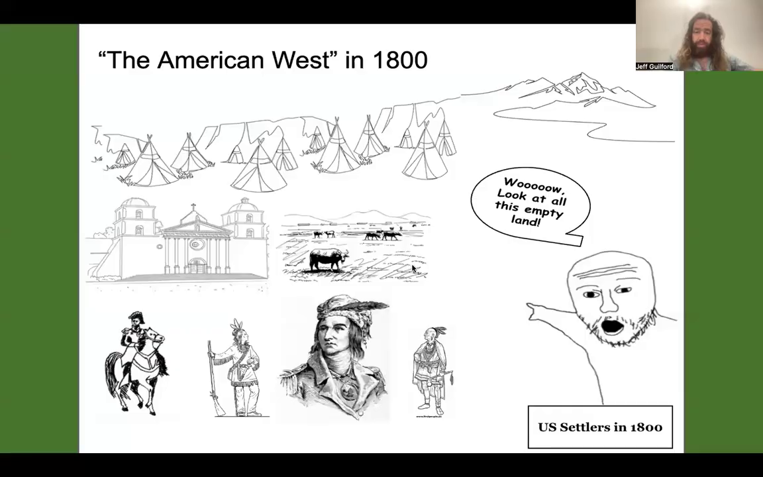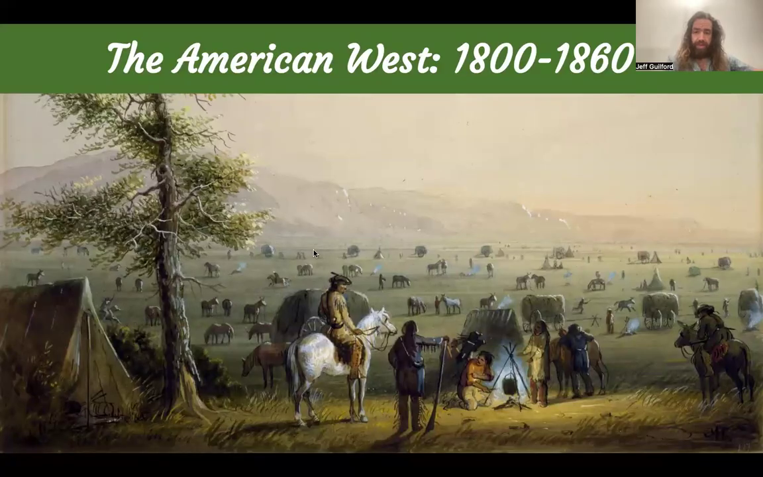So here's a little Western landscape for you. I like this one because it shows interactions between US white settlers and indigenous folks. You can see these guys cooperating, working together, crossing the Great Plains, making their ways out into the Rocky Mountains.